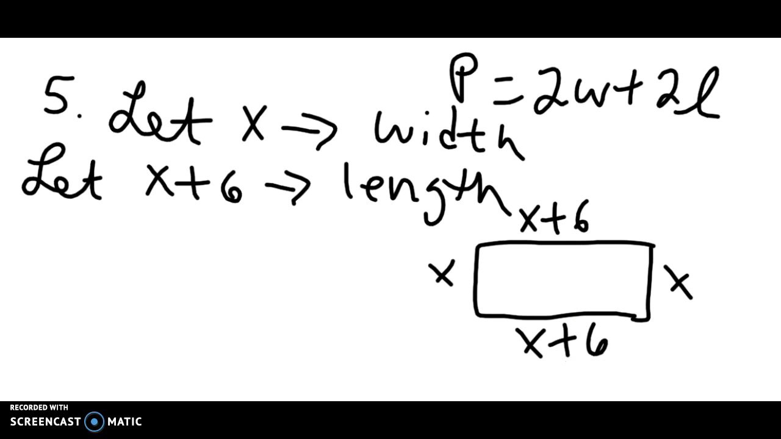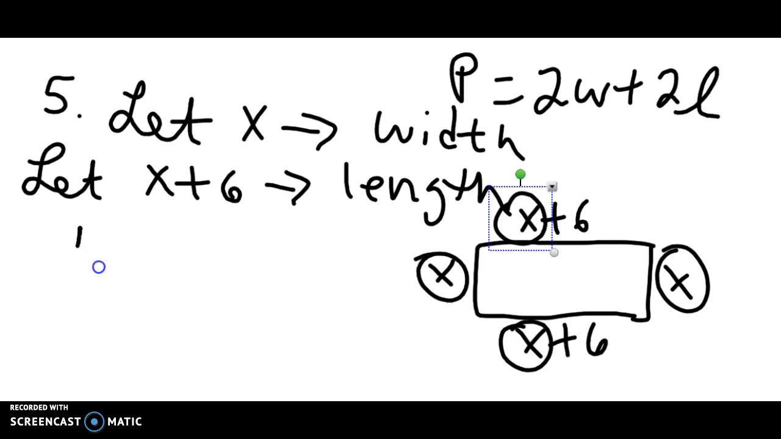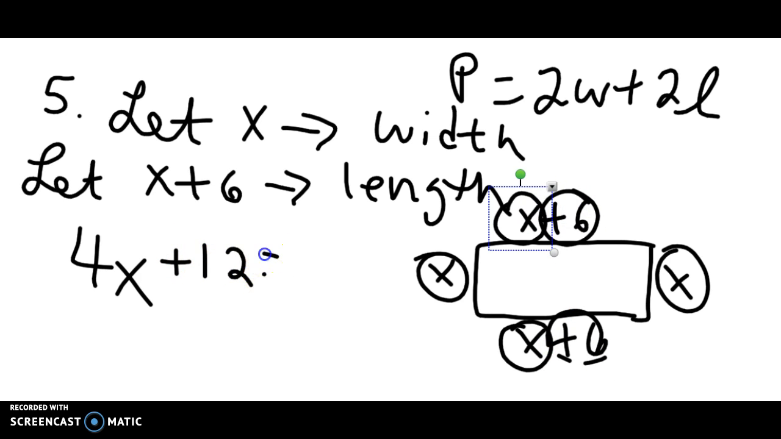Okay? When you do perimeters of any figure, you walk around the figure. As you walk around the figure, you add up the like terms. So I'm going to say I have x plus another x plus another x plus another x. That is 4x, right? And now I'm going to do my constants. I have a positive 6 and I have a positive 6. So that's plus 12. And the paper says it's going to equal 24.